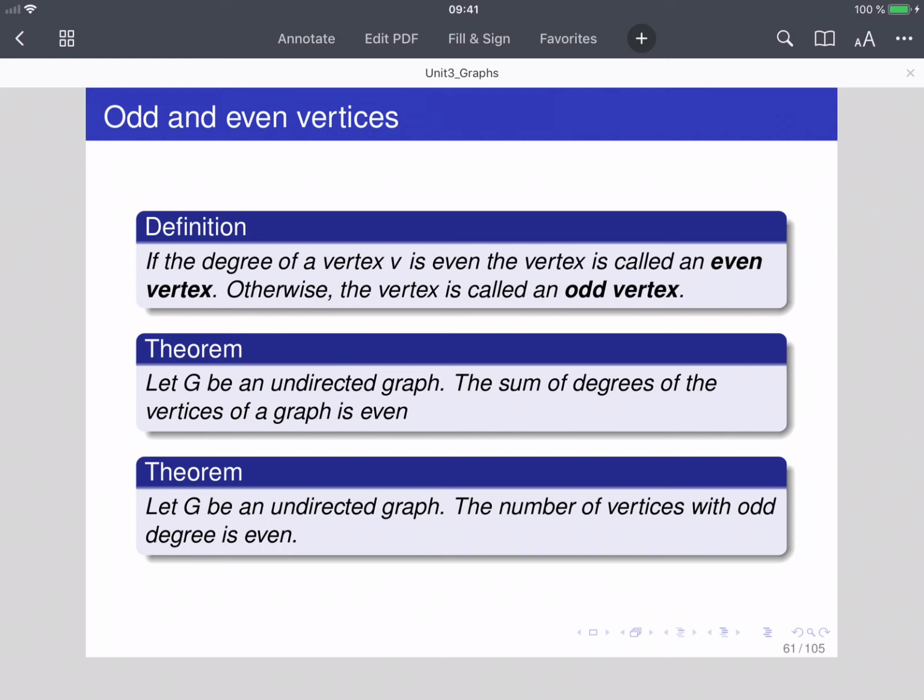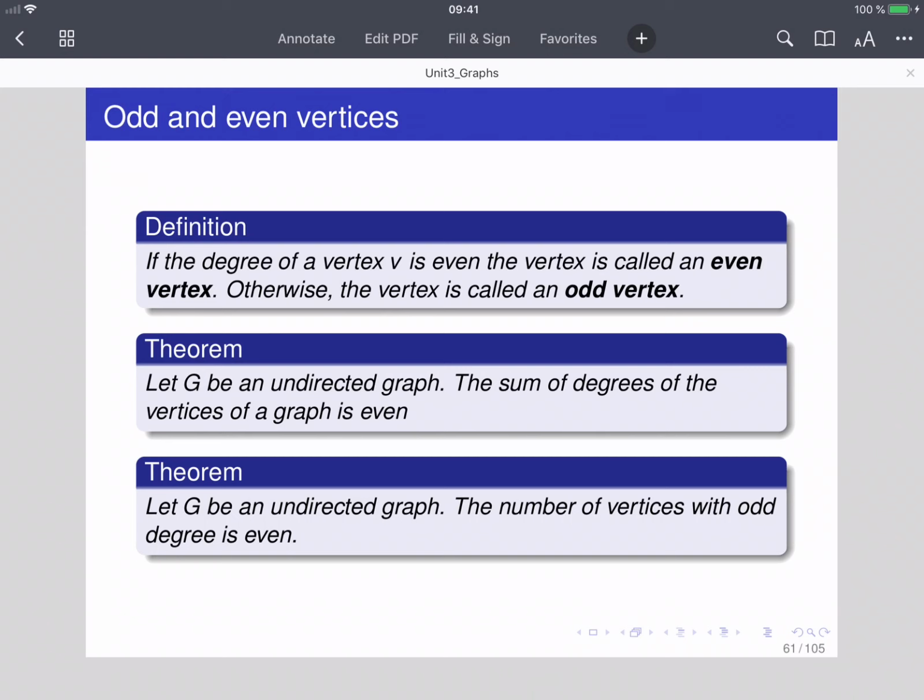Okay, and the number of odd vertices in a graph is going to be the key property in order to check whether there is an Eulerian path in the graph or not.